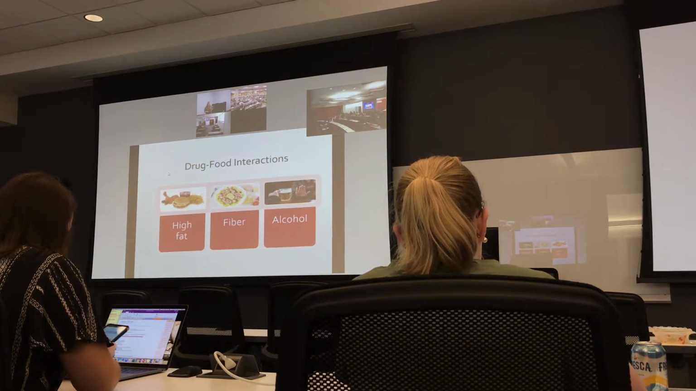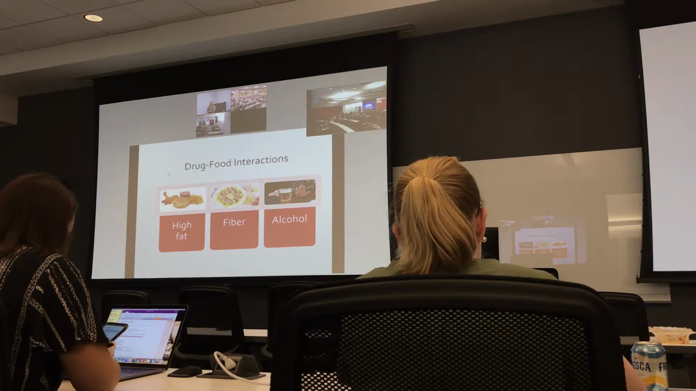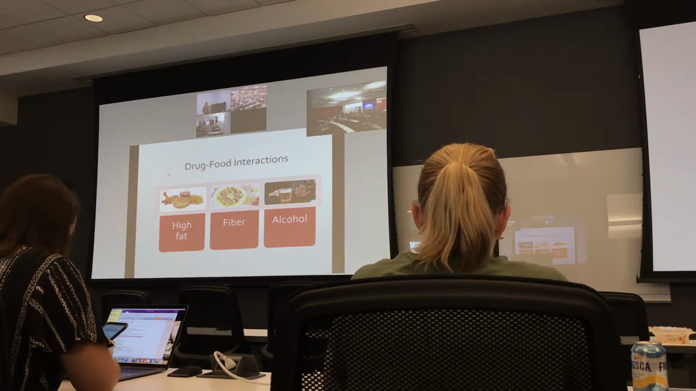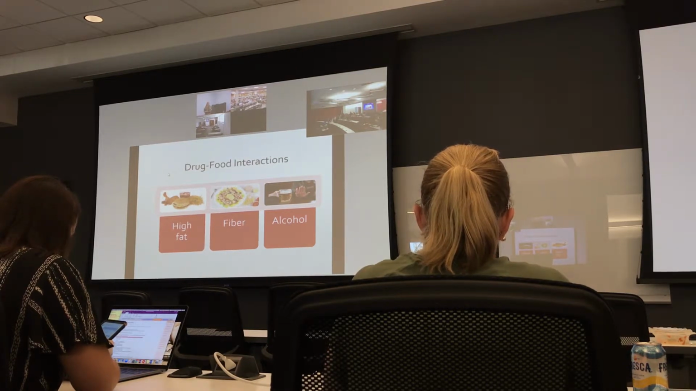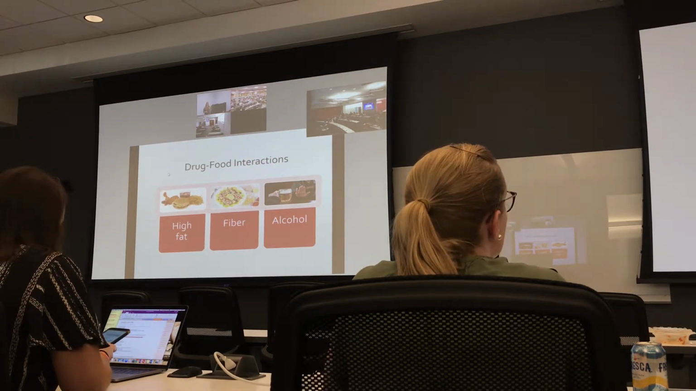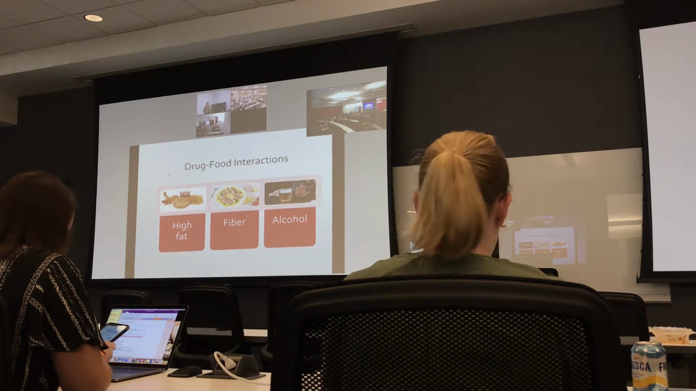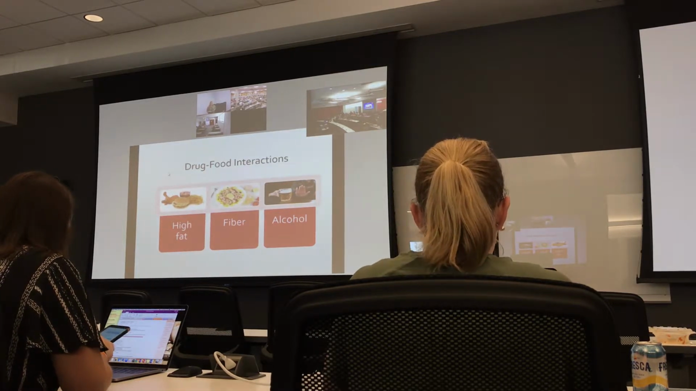Typically, we think of high fiber diets as being healthier diets. So this is not to say that we should discourage our patients with diabetes from having a high fiber diet. You should absolutely have a high fiber diet, but it should just be consistent rather than fluctuate.